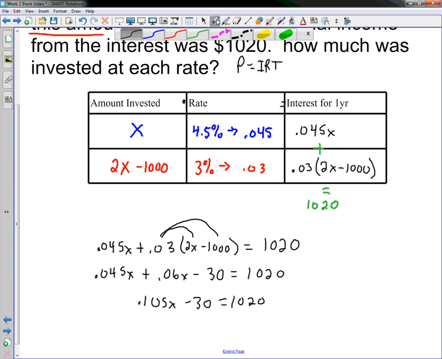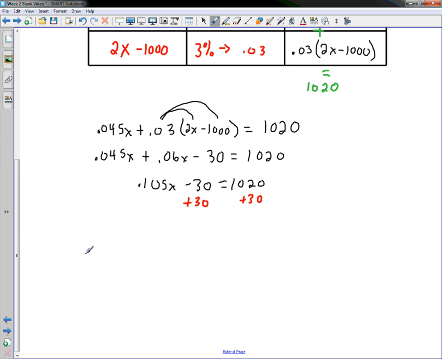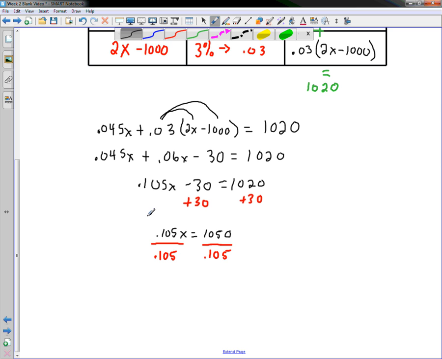Now I want to move the 30 over, so I'm going to add it over since the opposite of subtraction is addition. And we have 0.105x equals 1,050. And then divide by 0.105, divide by 0.105. And again, if you need to use a calculator, you can. And that should generate 10,000 for us.